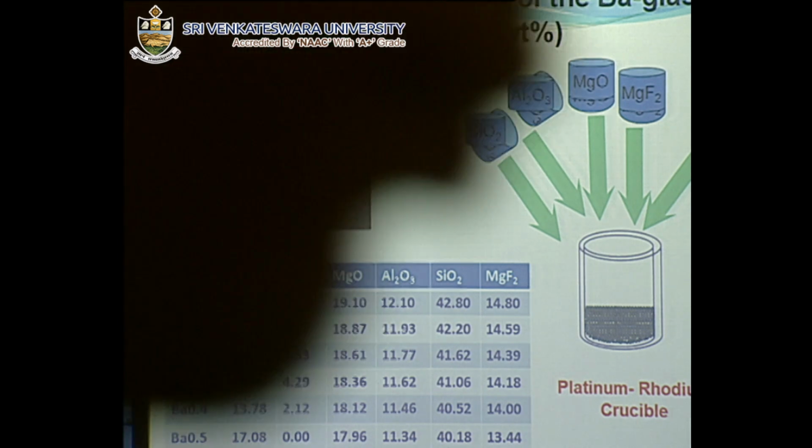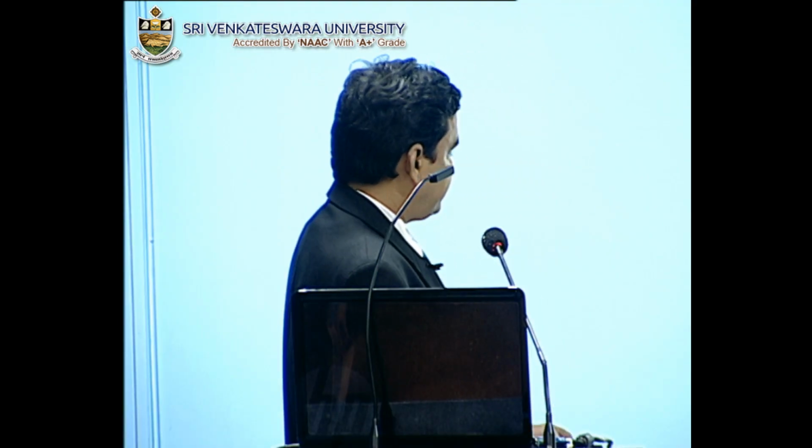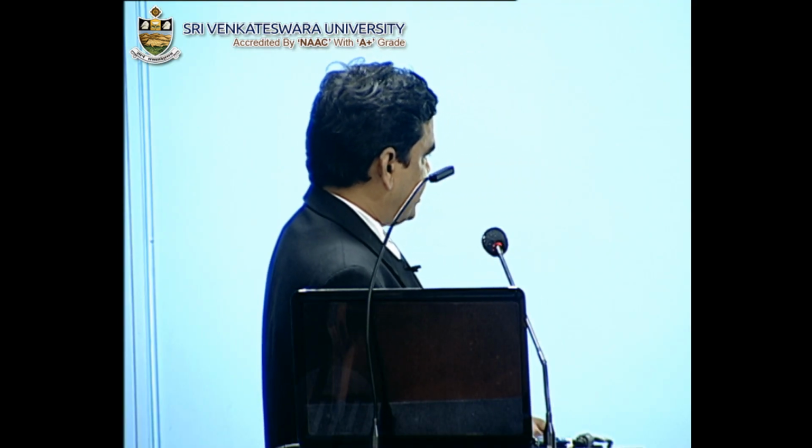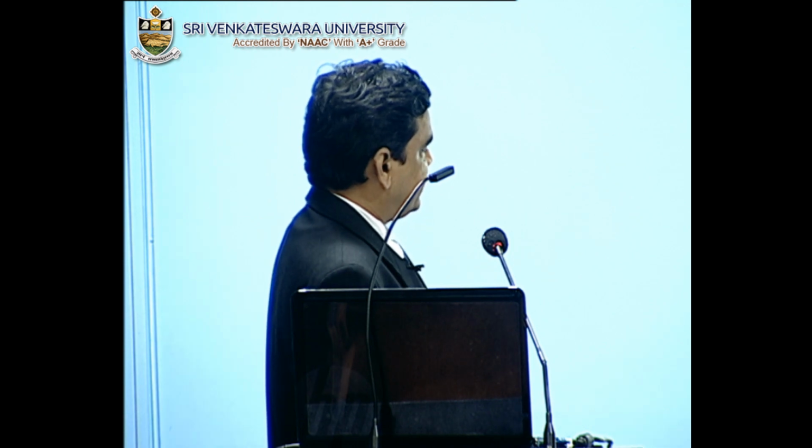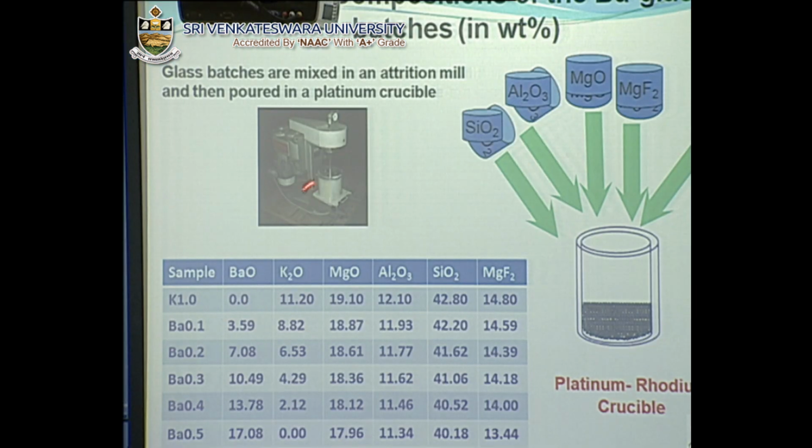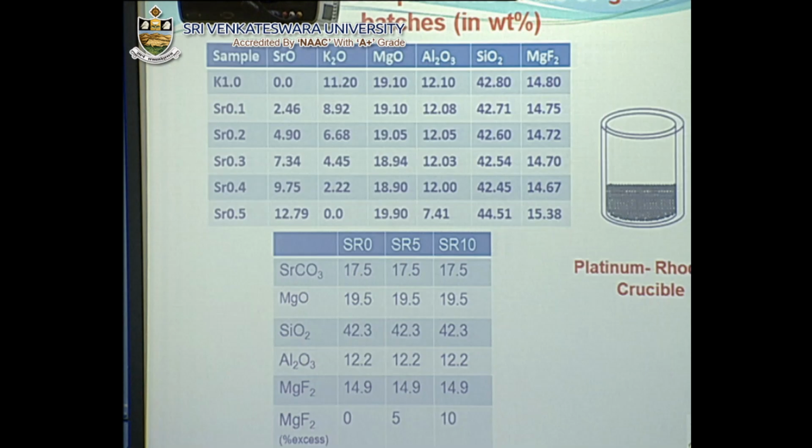Now here you can see the different barium fluorphlogopite glass batches, and these are the compositions. These compositions we mixed using these attrition mills, and after that we transferred them into the platinum rhodium crucible. Similarly, these are the different strontium glass batches. Also, we have varied the fluoride content, and a few different batches we have prepared.